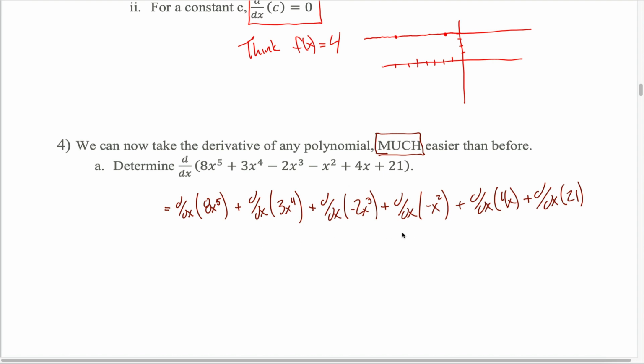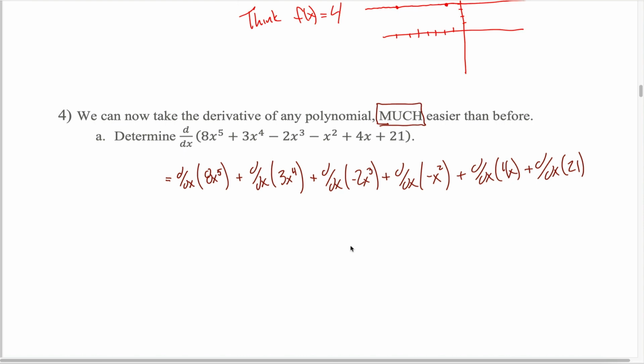That's good news. On the one hand, I've changed one problem into 6 problems, but on the bright side, that one problem was really hard, and each of the 6 problems isn't that bad. What would I do next? Now I can use the constant multiple rule. In fact, I can use that a bunch of times.